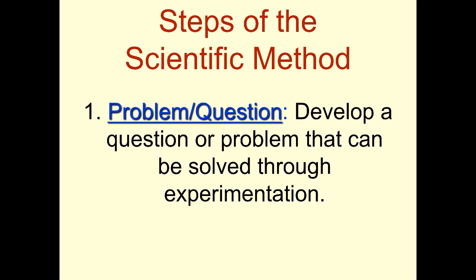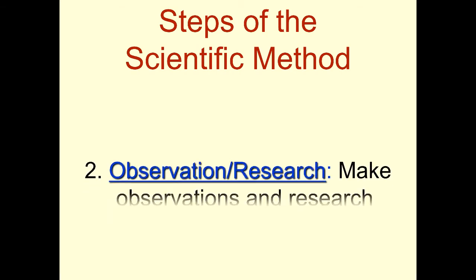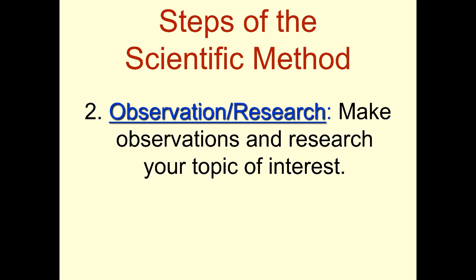The first problem is to develop a problem or question. And what that is, you look at the world around you and look at a situation that can be solved through experimentation. That is, that can be put into something that you can do in a laboratory or in nature. The second step is to make observations and research about that topic that you're interested in. This way you'll find out about what's already known, so you don't ask questions or do research on things that are already known, but you can use what's already known in order to take it a step further.